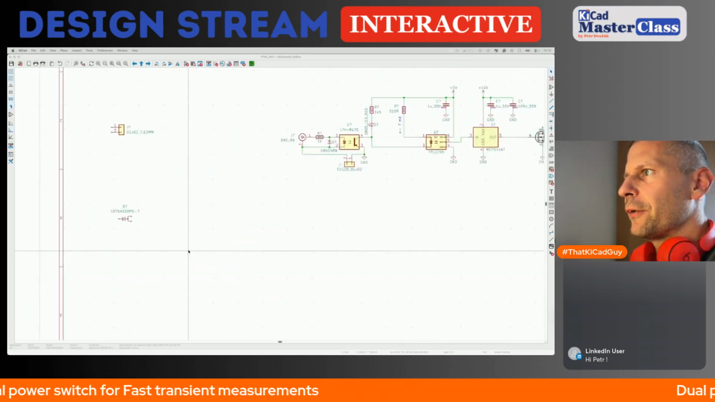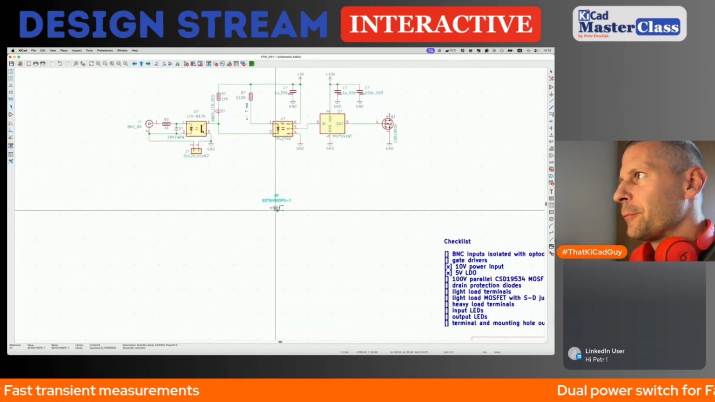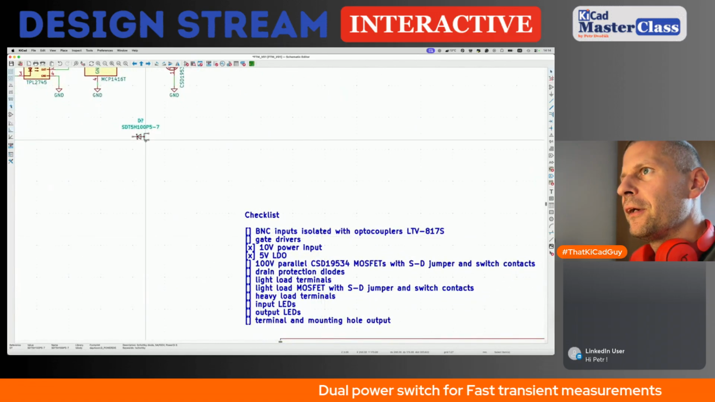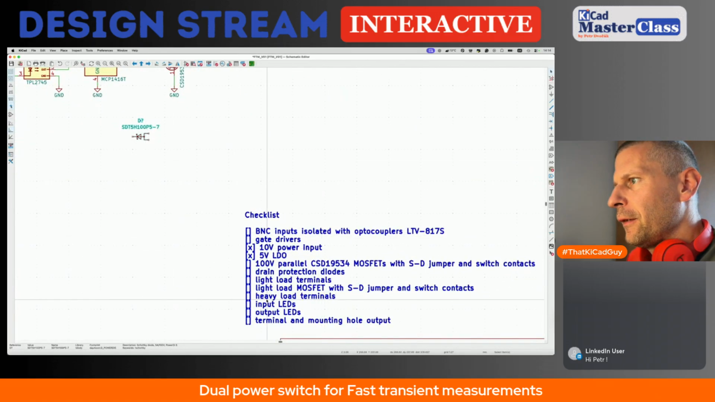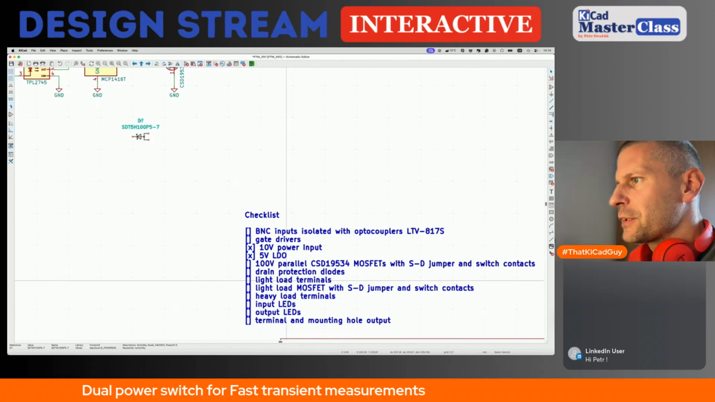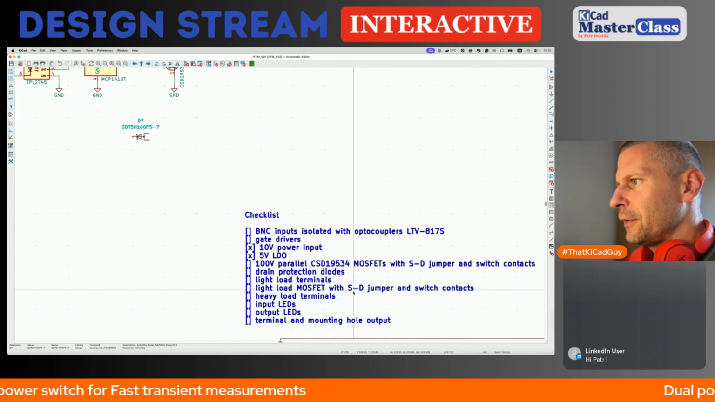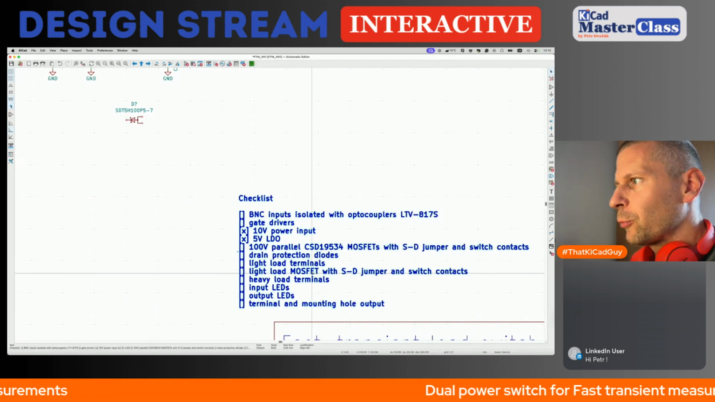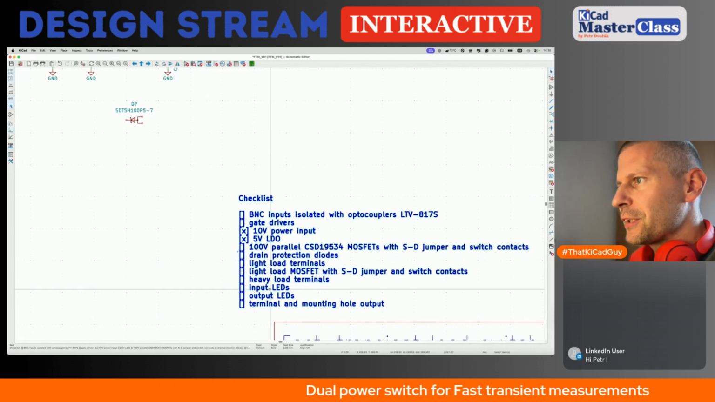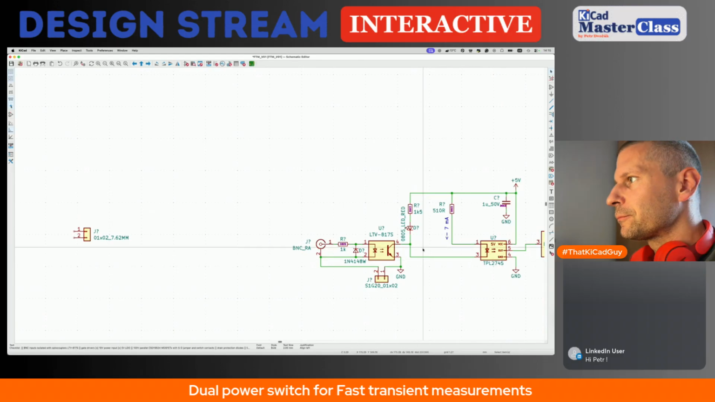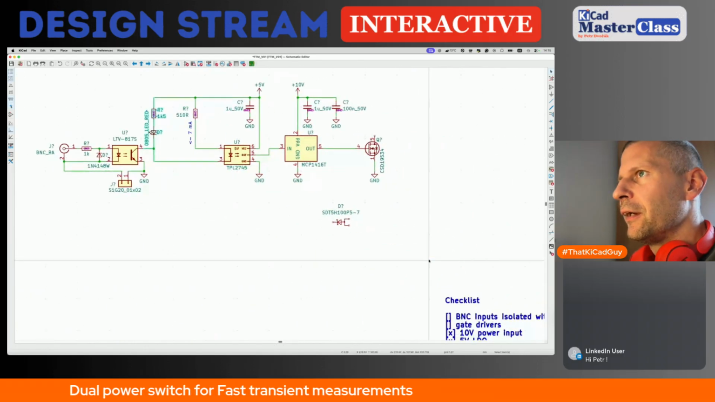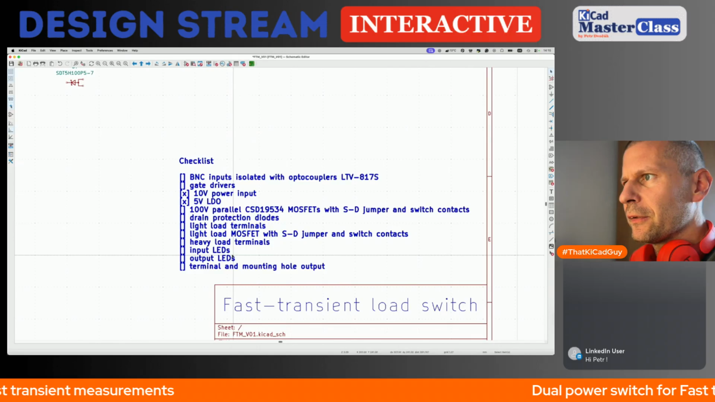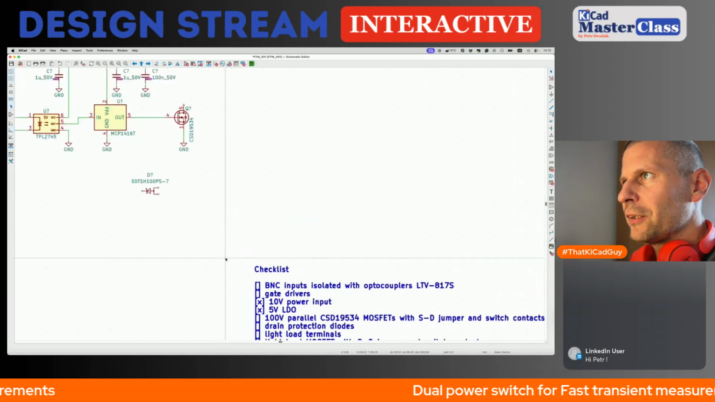Where are you? Here. These power Schottky diodes, as I prepared before. Light load terminals. Yeah, light load MOSFET. This is the heavy load, light load MOSFET, load terminals, yes. Input LEDs. I already placed LED to the input section. Output LEDs, okay.